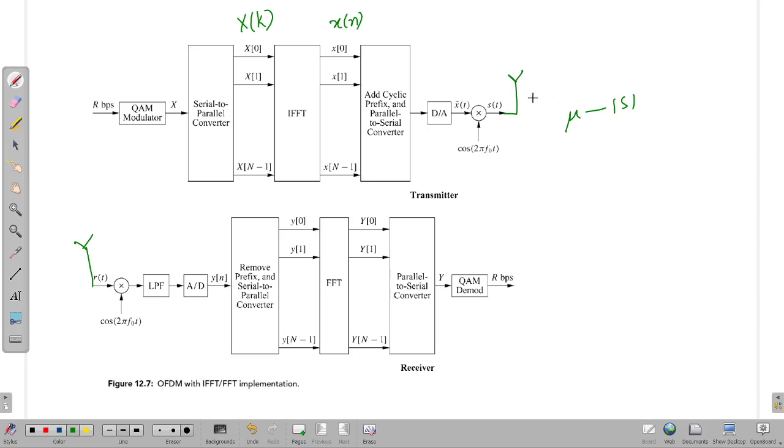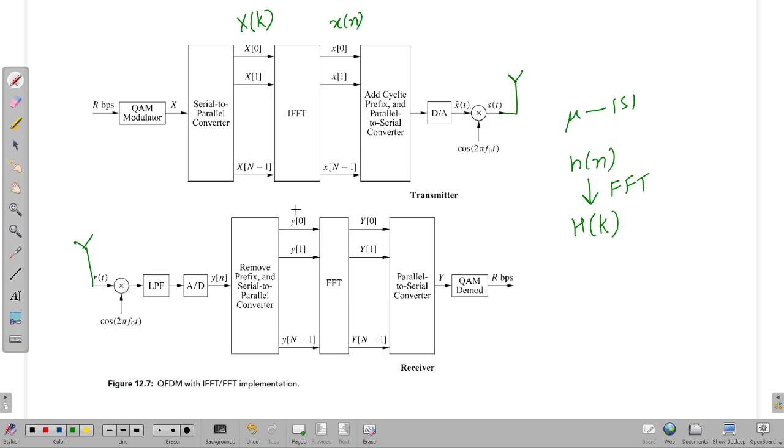The signal is transmitted over this channel, which is a wireless channel having an impulse response of h of n, and in the frequency domain you can call it H of k. h of n is in the time domain, and it can be converted to the frequency domain by performing an FFT. We'll do that at the receiver side, and you have H of k here. So this received signal is processed in this manner.